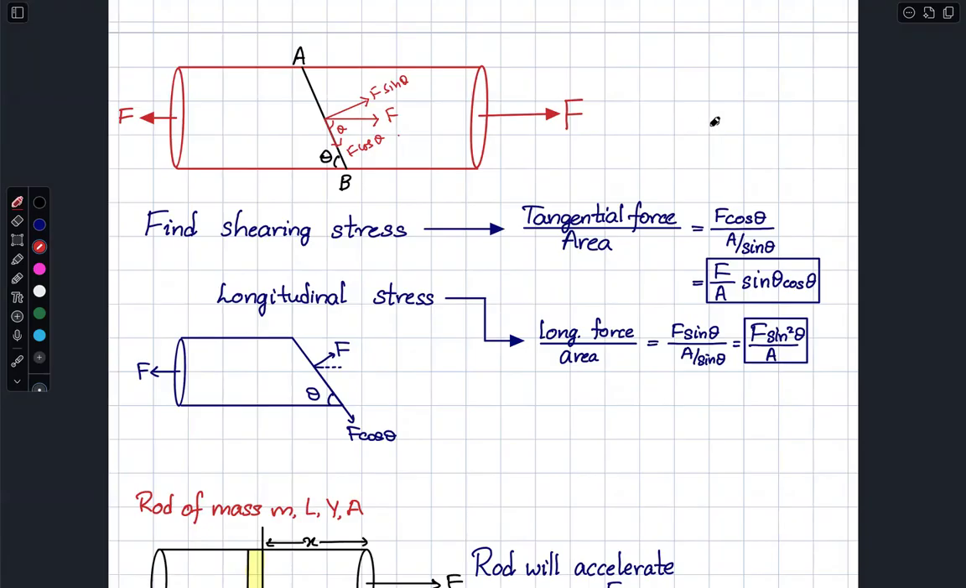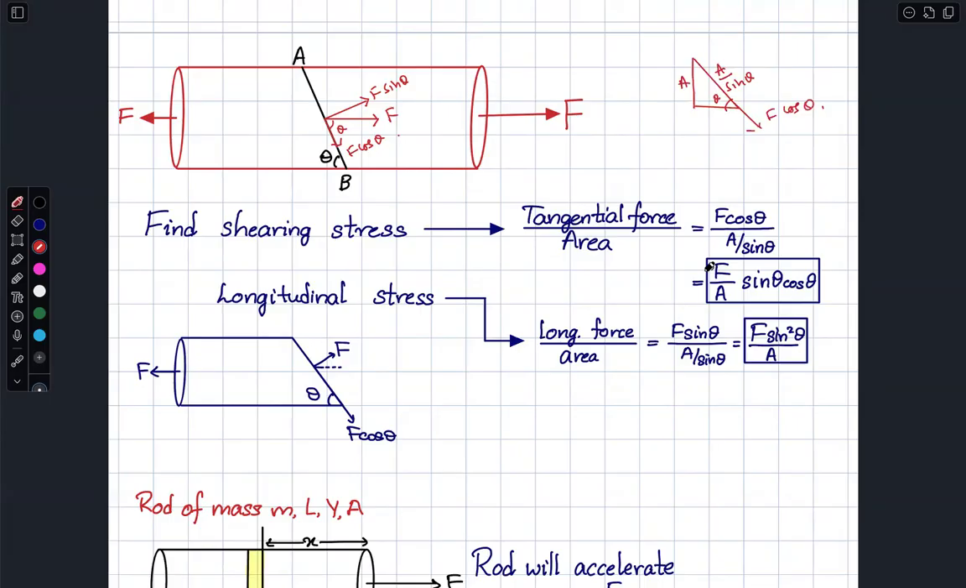What is tangential force? Tangential component of force by area, tangential area. See, if this is A area, this area becomes A by sin theta. So tangential force is F cos theta. Tangential area is A by sin theta because the force is in this direction. F cos theta by A by sin theta. So this is the shearing stress.